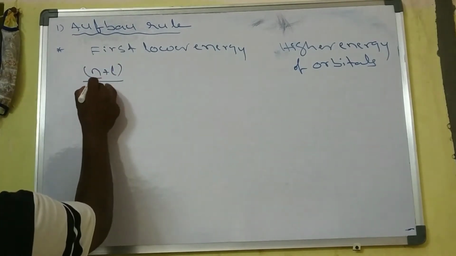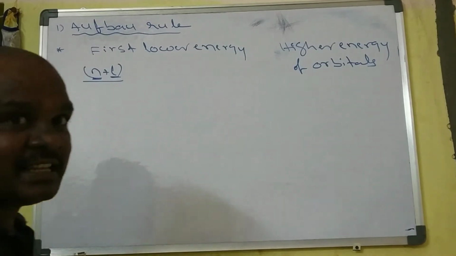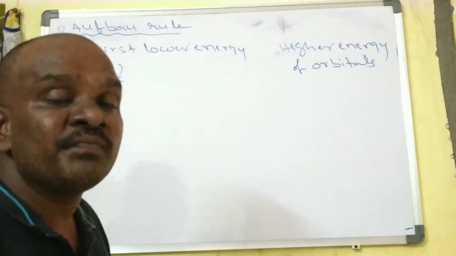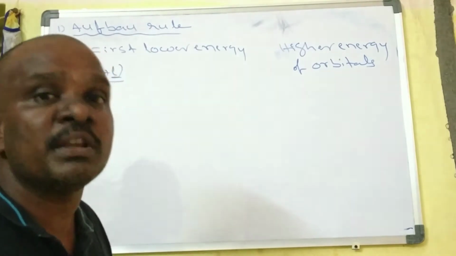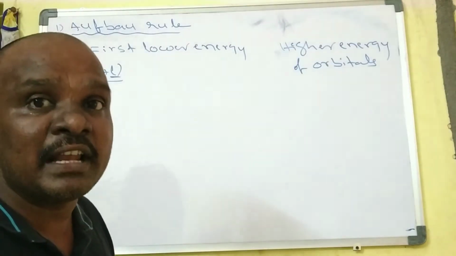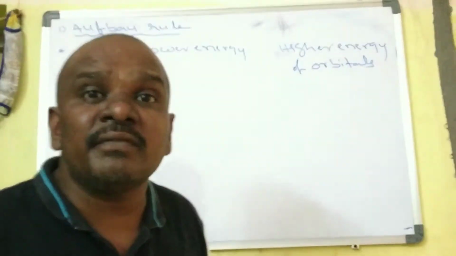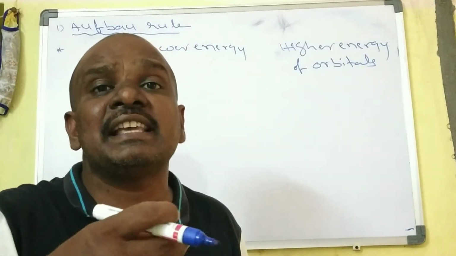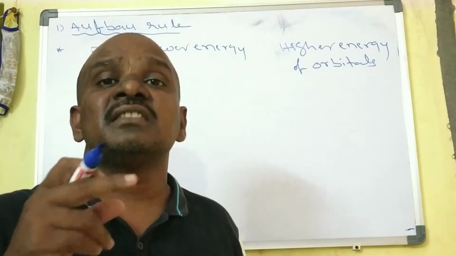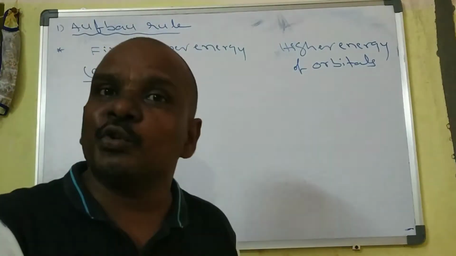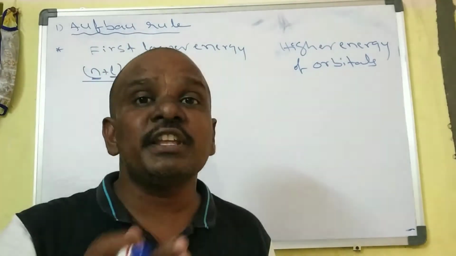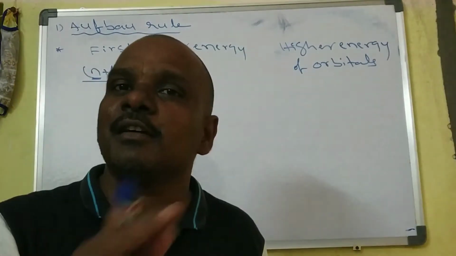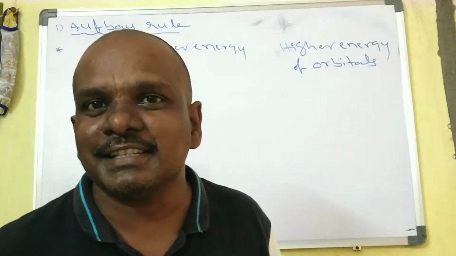N is the principal quantum number, L is the azimuthal quantum number. The sum of the principal and azimuthal quantum numbers is the N plus L value. The orbital which has the lower N plus L value is said to be lower energy. The orbital which has the higher N plus L value is called higher energy.